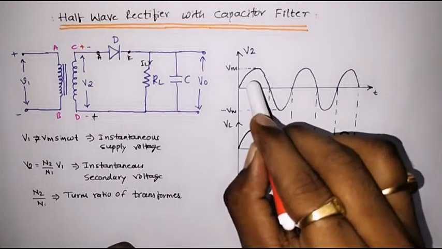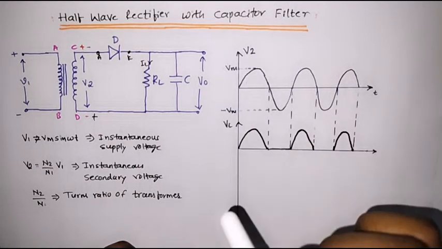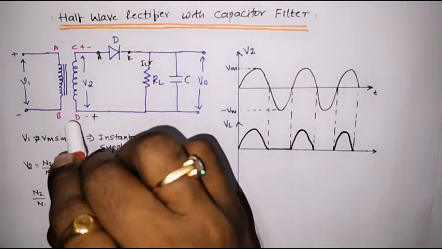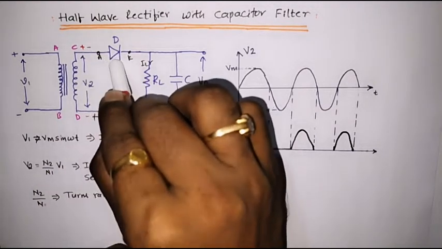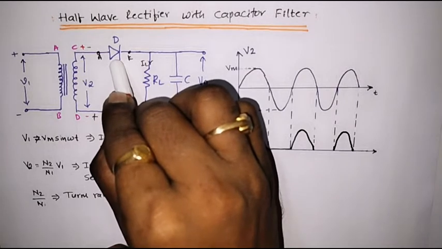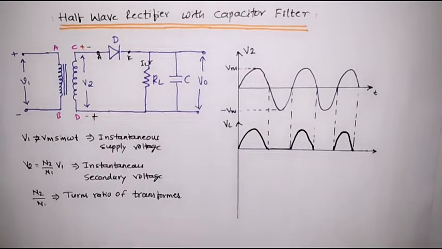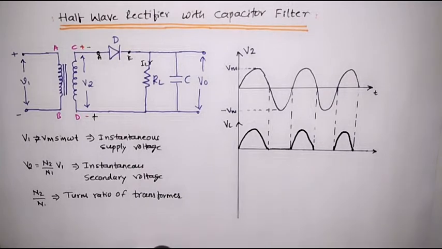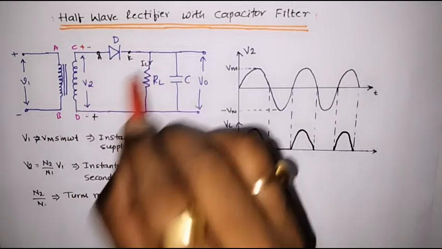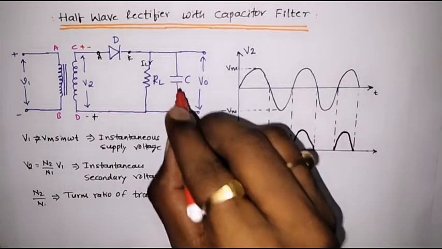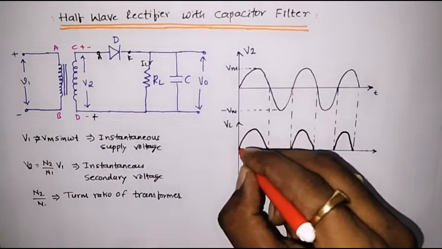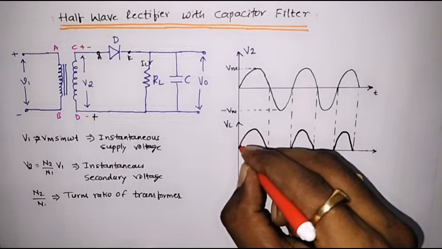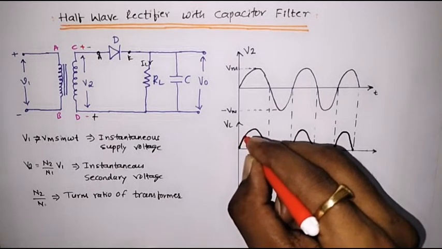During the positive half cycle of the secondary voltage, terminal C is at positive potential and D is at negative potential. The diode acts like a short circuit as it becomes forward biased. Now the current will start flowing into the circuit and start charging the capacitor. I can show here that the capacitor will start charging like this.